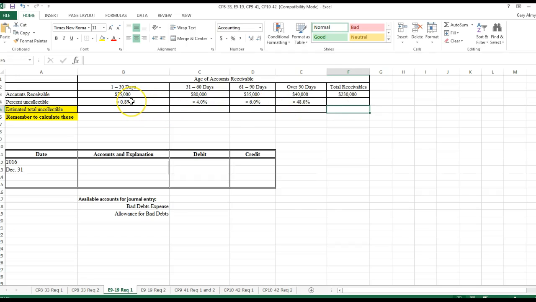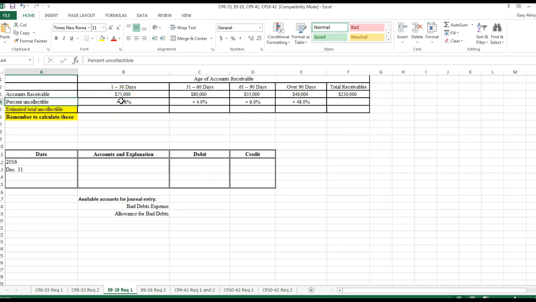So you'll see that in the 1 to 30 days, those accounts receivable that are 1 to 30 days old, we expect that we're not going to get 0.8% of that 75,000. So here is the balance that's in accounts receivable for that particular number of days, and then this is the percent that we expect to not collect. Those accounts receivable that have only been in our accounts receivable for 1 to 30 days, we expect that we're not going to get 0.8%. It's a pretty small amount.